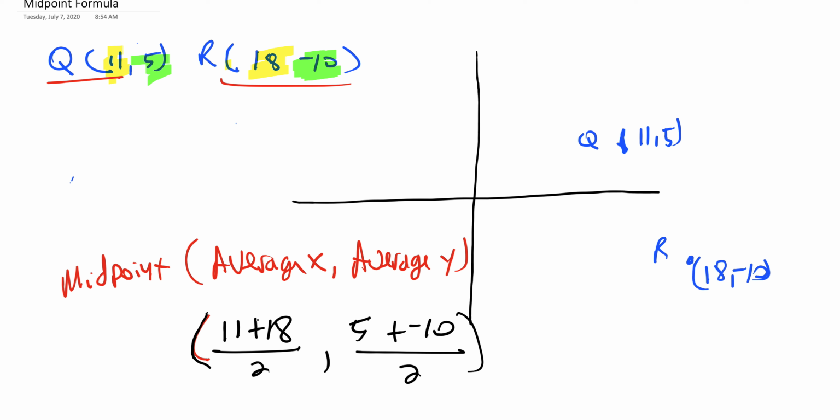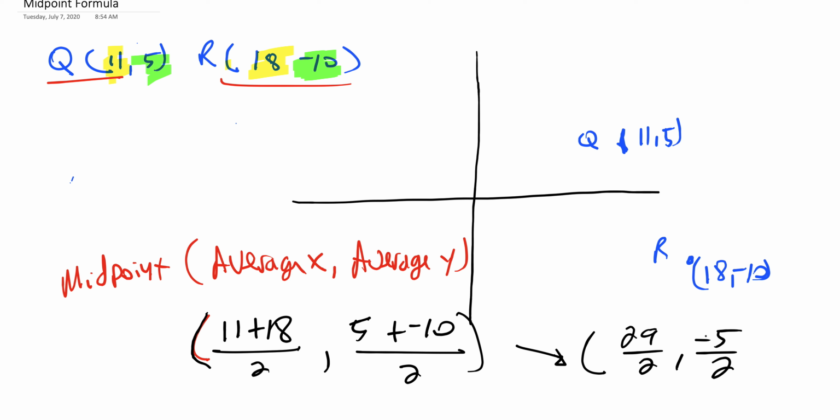All right, so now you have 11 plus 18. What's that going to be? 29. All right, so over here we have 29 over 2, comma, 5 plus negative 10, which is the same thing as 5 minus 10, which is what? Negative 5 over 2. And I think for these types of problems, or in algebra, you can just leave it as a fraction. It's all good. Unless it says write as decimal.